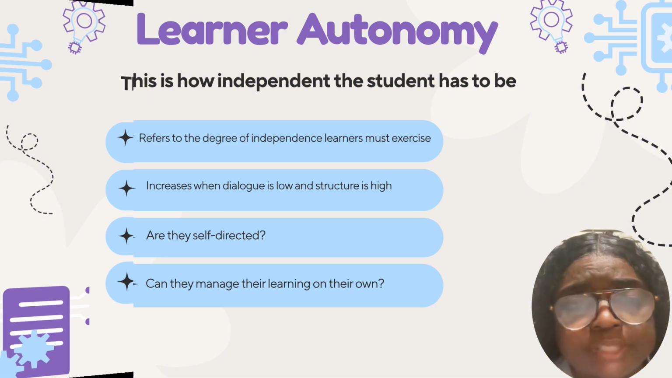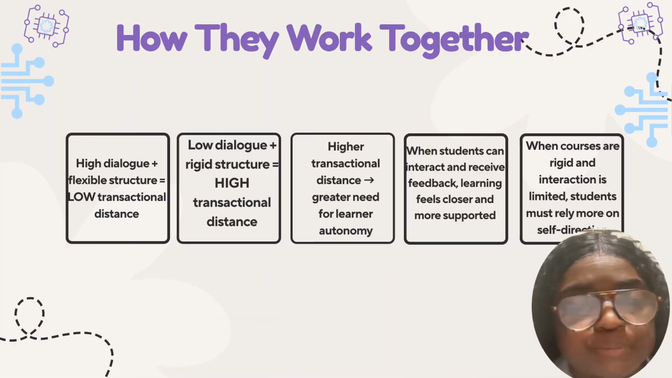How do they all work together? Here's the key relationship. High dialogue plus flexible structure equals low transactional distance. Low dialogue plus rigid structure equals high transactional distance. Higher transactional distance equals greater need for learner autonomy.